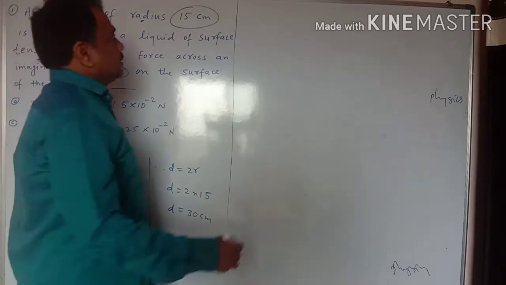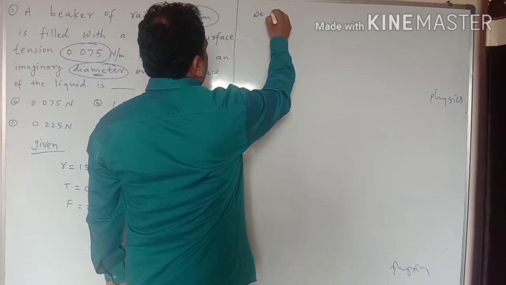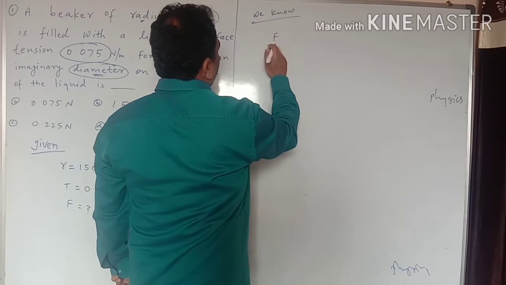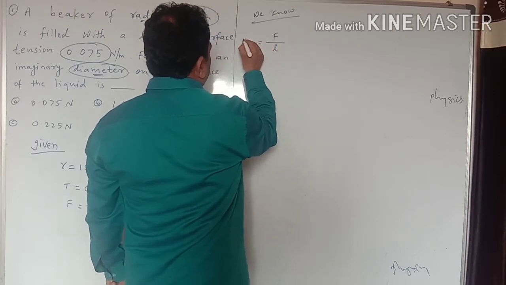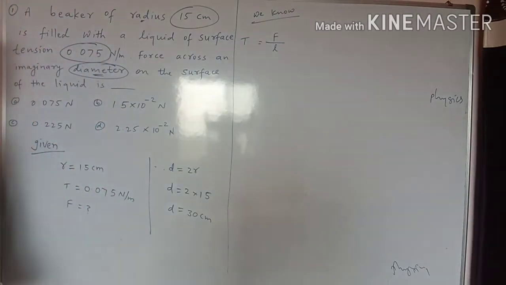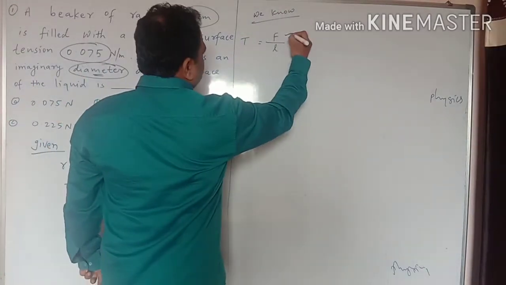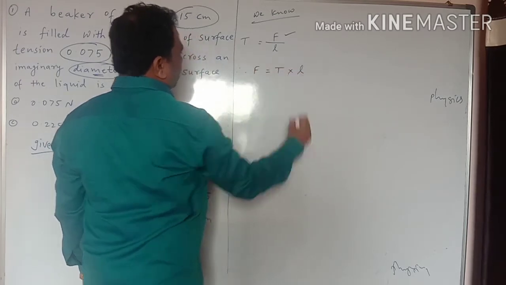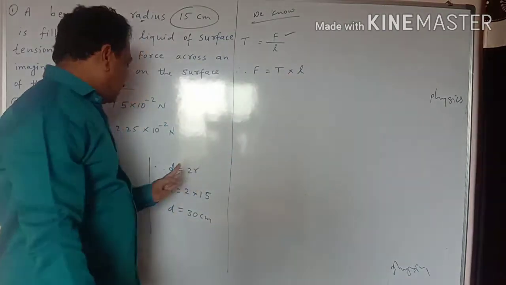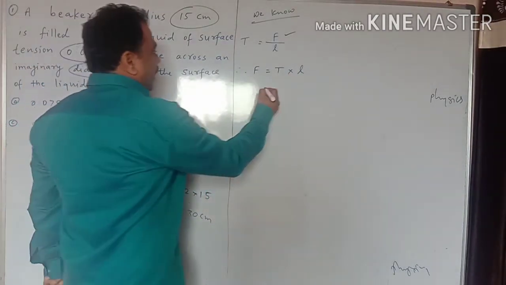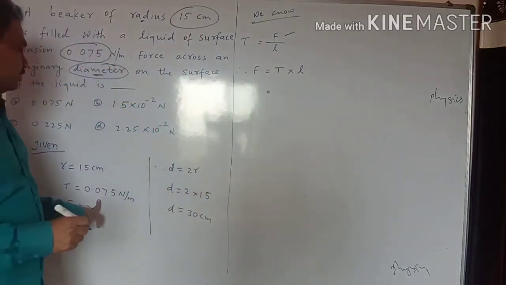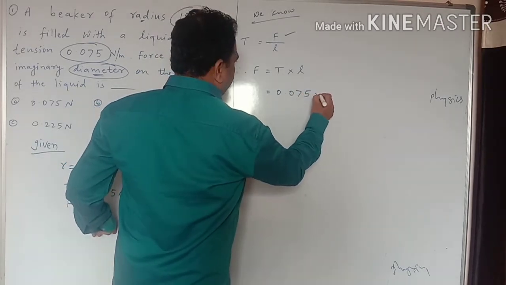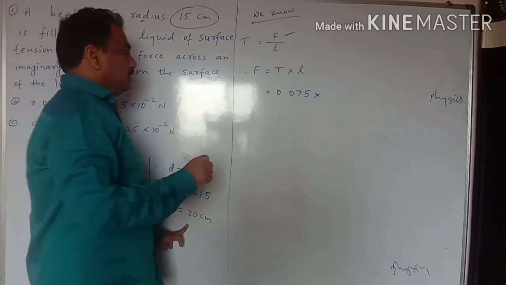Now our concept is surface tension, and we know what surface tension is. Surface tension is force per unit length. Since you have to calculate force, force is equal to surface tension multiplied by L, where L stands for the length of the diameter. So put the values. Surface tension is given as 0.075, multiplied by the length of the diameter, which is 30 centimeter.